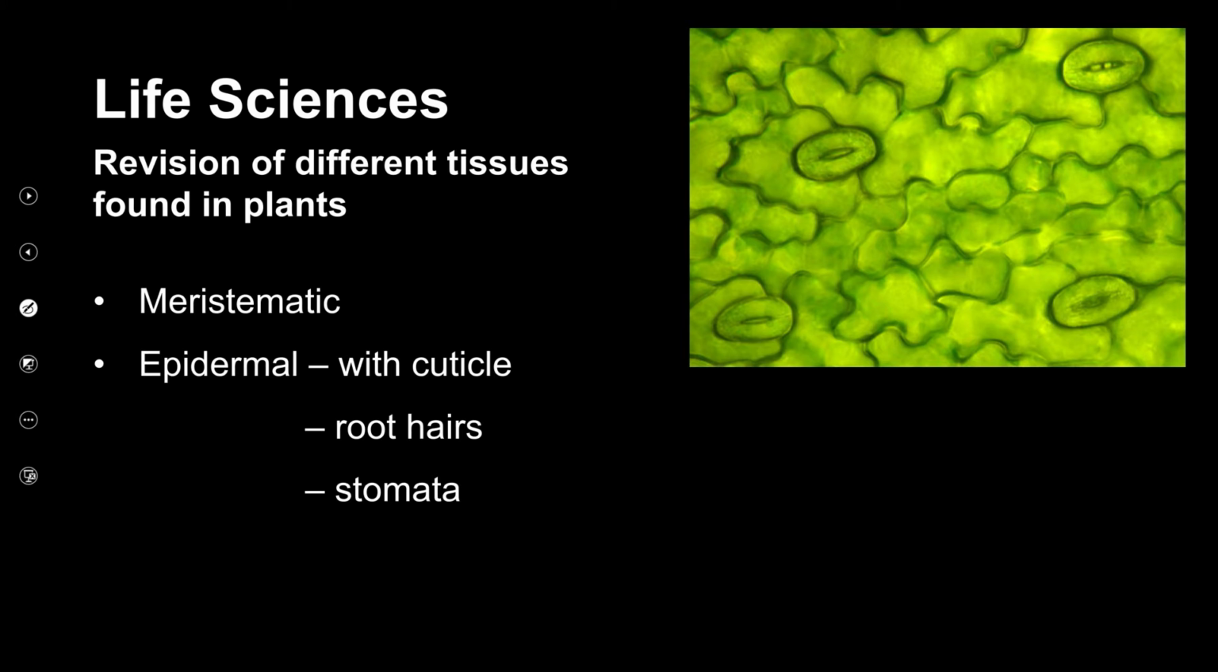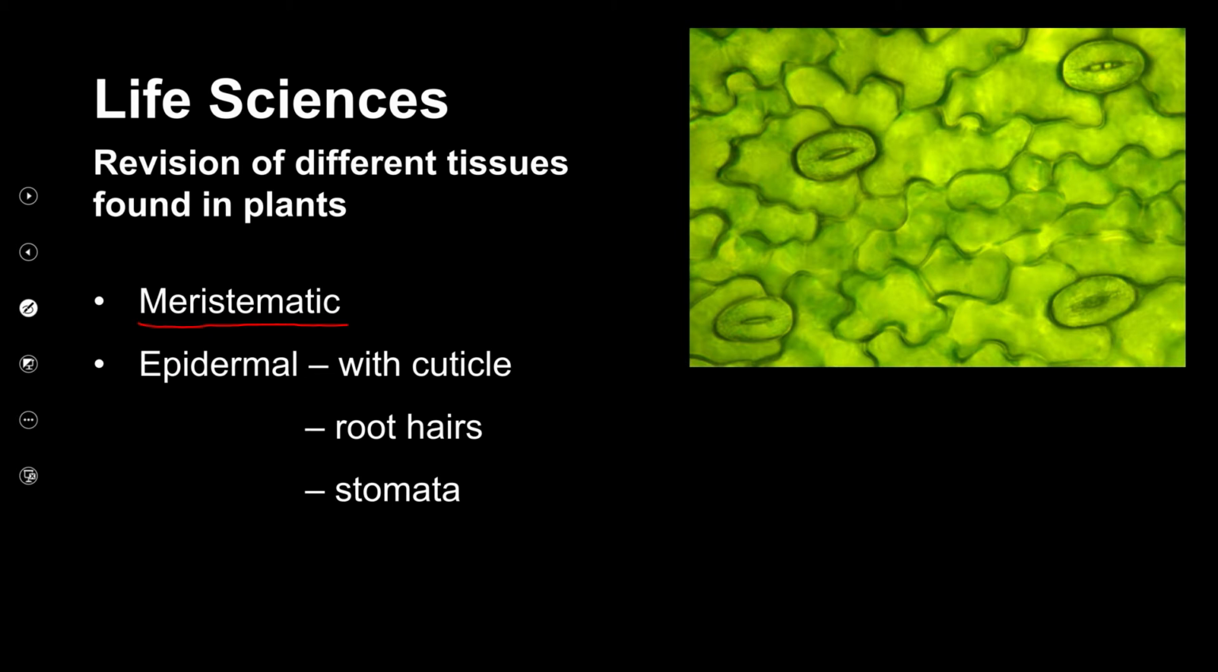However, we need to start by revising the types of cells that we would find in a plant. So, let's revise the different types of cells. In every plant, we have some cells which are meristematic. Remember, they keep dividing, and they are like tiny baby cells.